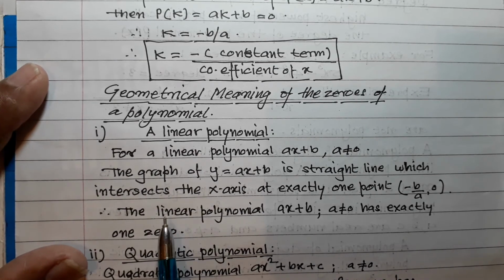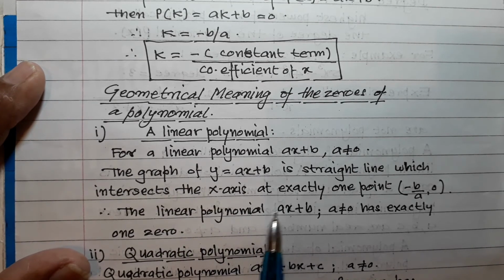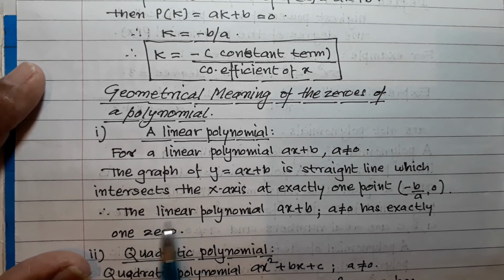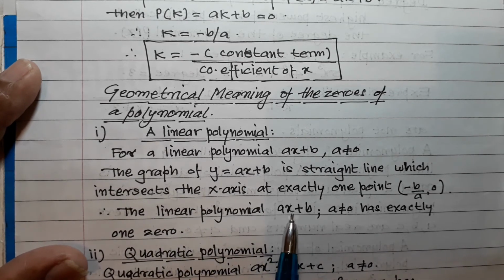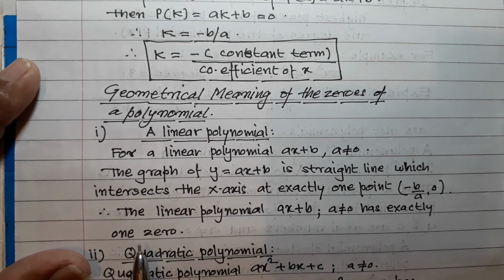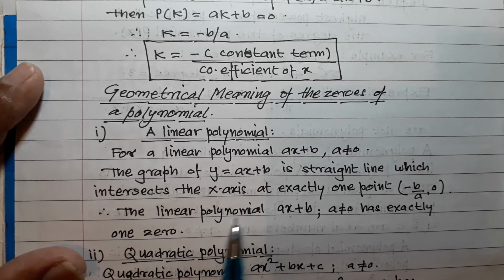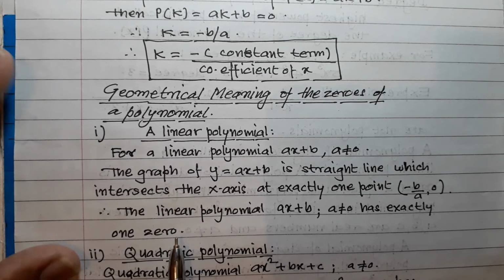So linear polynomial means the degree is 1 and the number of zeros is also 1. So degree and zeros are related. In a linear polynomial, the degree is equal to 1 and therefore the number of zeros is also 1. So this polynomial, which is linear, has only one zero.